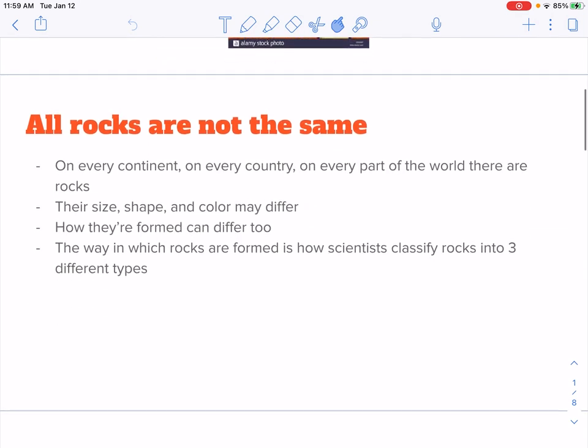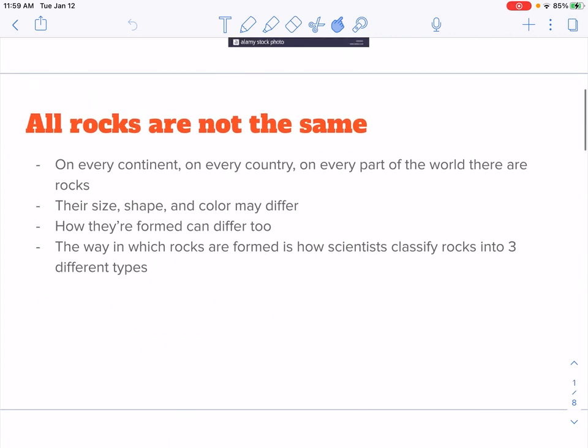So the first thing to recognize is all rocks are not the same. Wherever you go, there are different kinds of rocks. However, you can find different kinds of rocks all over the world, and you can find some of the same kinds of rocks almost everywhere, right? There are certainly rocks that are indigenous to certain areas because of volcanic activity and other things that we're going to talk about later. But rocks are everywhere. The size, shape, and color may be different, and how they're formed is different, but they're rocks.